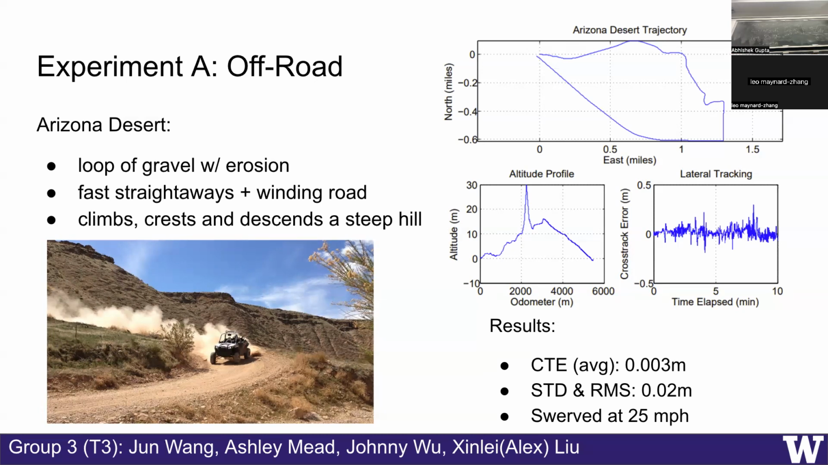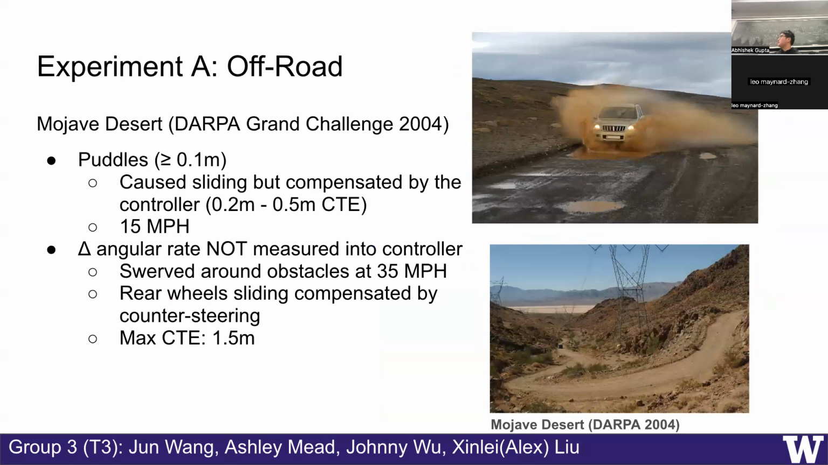So the cross-track error is 0.003 meters, the standard deviation is 0.02 meters. And then they were able to soar at about 25 miles per hour on those very curvy roads. It happens very little.